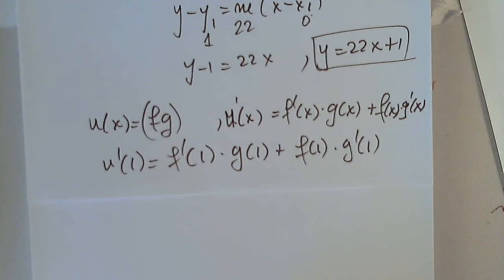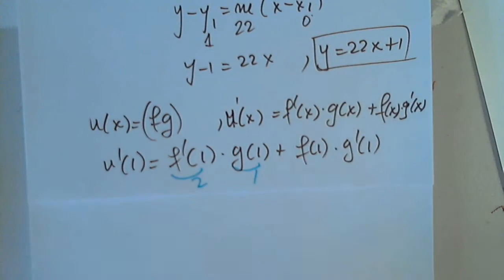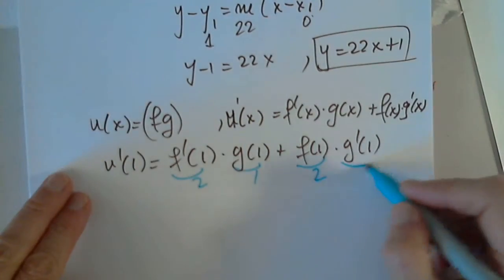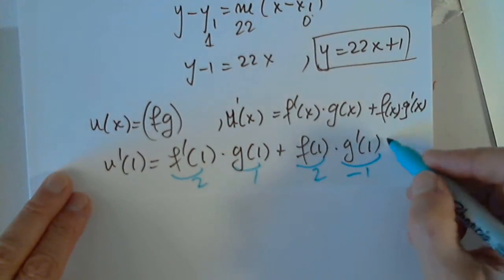So f prime of 1 is positive, and it's 4 over 2. So this will be 2. g of 1 is 1. f of 1 is 2. And g prime of 1 will be negative, and it's negative 1. So 2 minus 2 is 0.